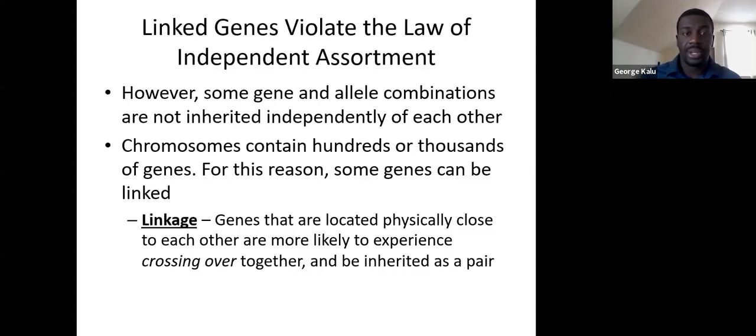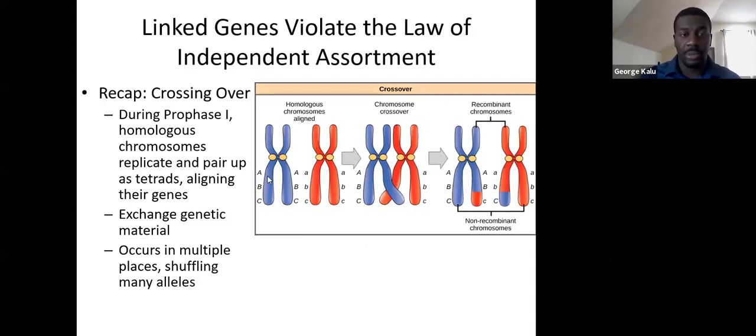Okay. So here we are looking at crossing over just like we normally would in prophase 1. We're going to have our homologous chromosomes line up. They're going to pair up their tetrads, and they're going to align all their genes together. They're going to attach to each other at the chiasma, and then they're going to undergo crossing over and swap their genetic material.